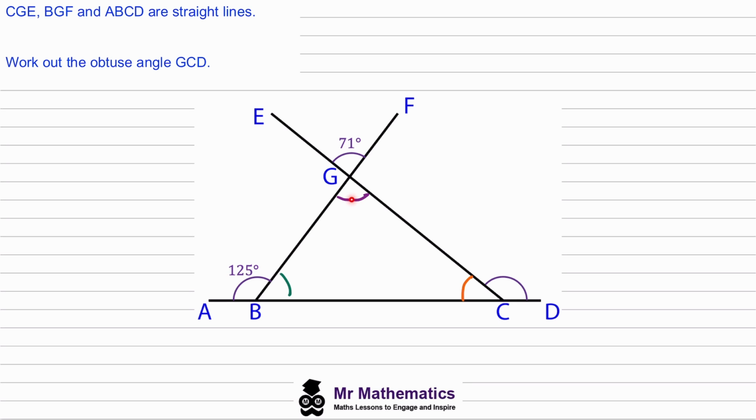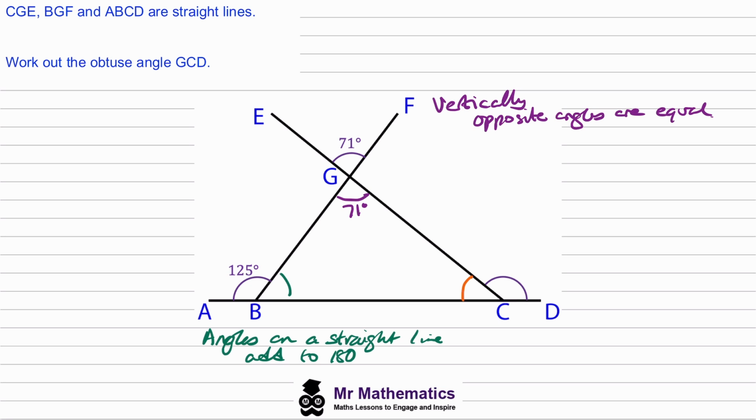We can see this angle is vertically opposite the 71-degree angle. And we can use the angle property that vertically opposite angles are equal. So this will be 71 degrees. And we can see that this green angle is on a straight line with this purple one. So now we can use the property that angles on a straight line add up to 180. So we'll have 180 take away the 125, and this will give us 55 degrees.